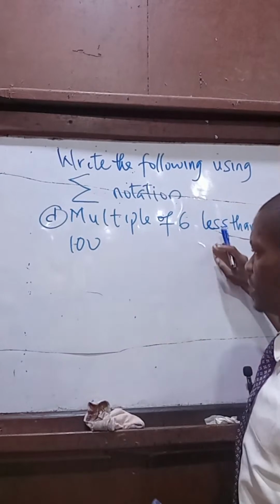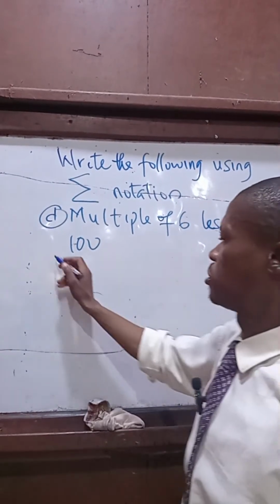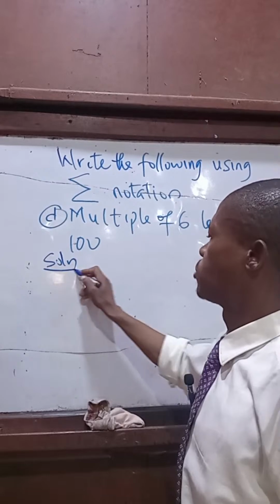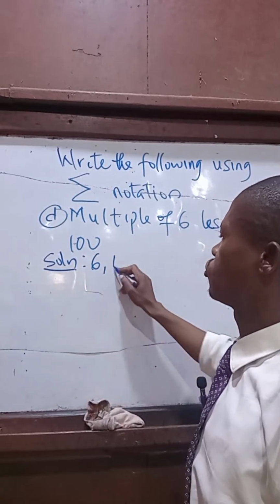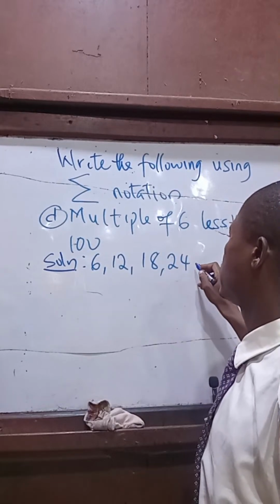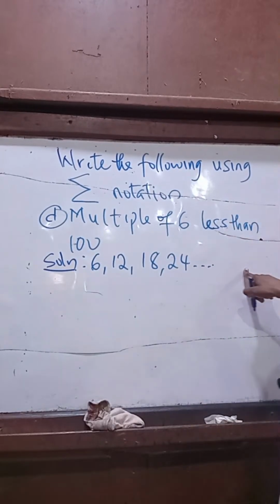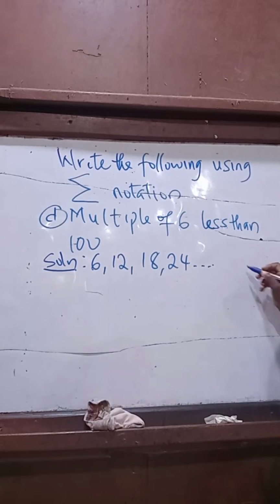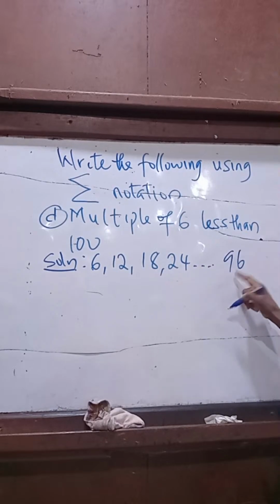A multiple of 6. Okay, solution. Multiples of 6 will start from 6, 12, 18, 24, and then it goes on to the last number. Less than 100, I think that will be 96, because 6 goes into this number. So that's the last number.